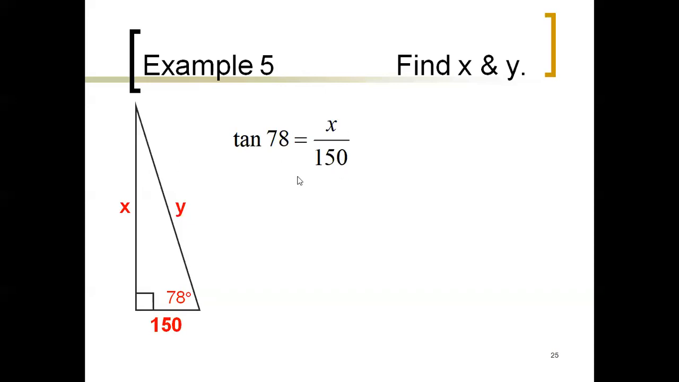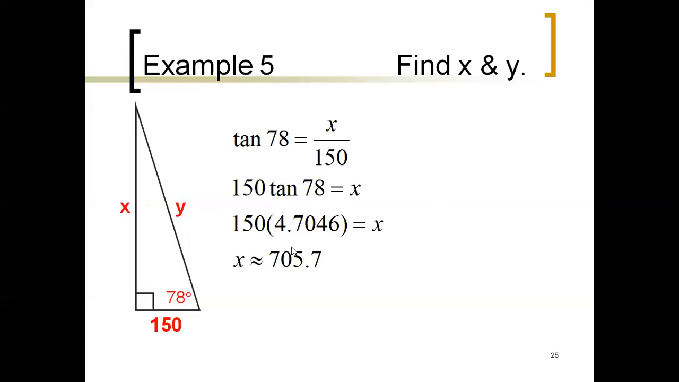To solve for your x, cross multiply that one. 150 times tangent 78 degrees equals x. So multiplying that one, approximate value of tangent 78 degrees, 150 times tangent 78 is 4.7046. Multiplying the left side, x therefore is approximately 705.7. To solve for y, your y is the hypotenuse and 150 is the adjacent.